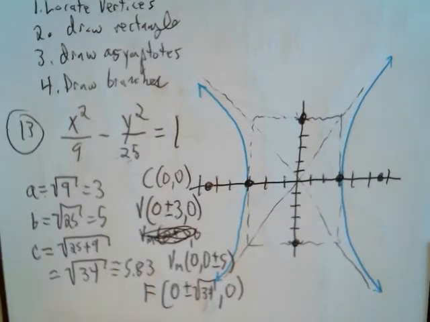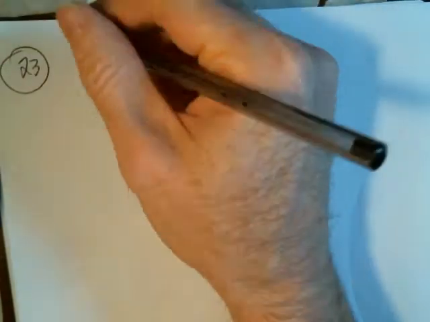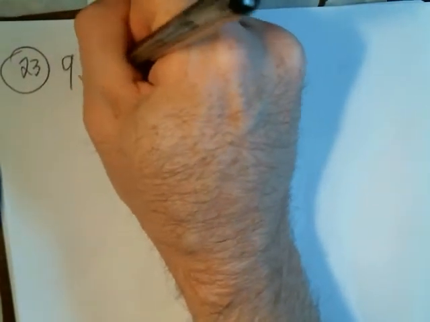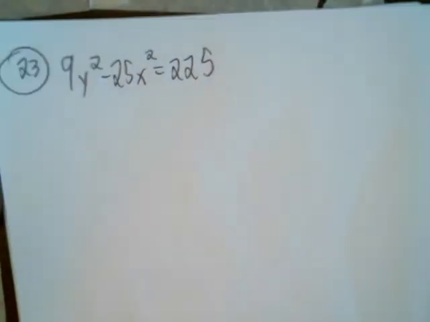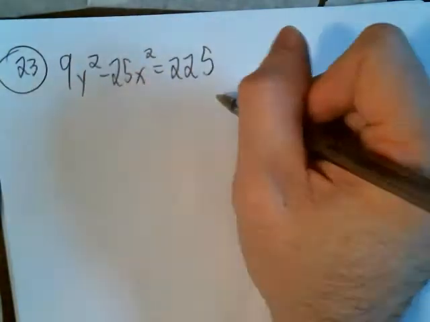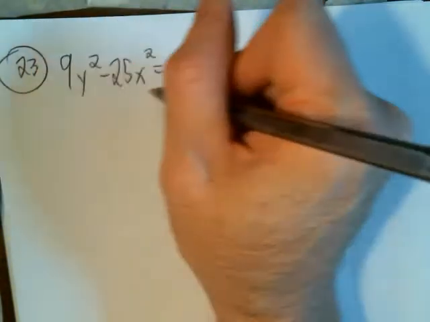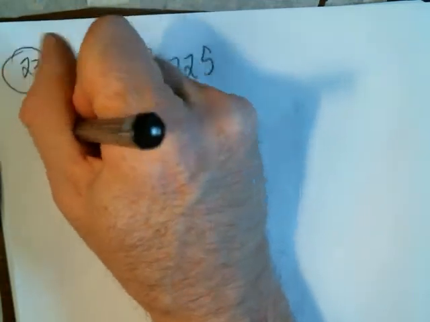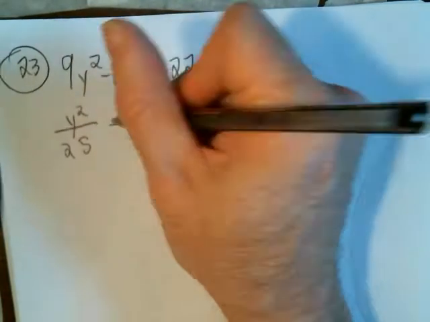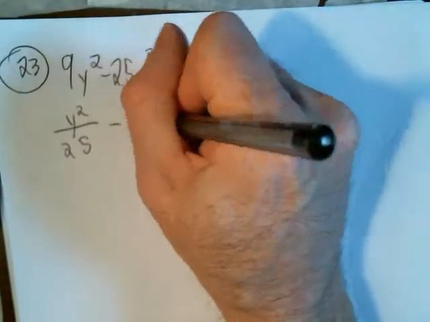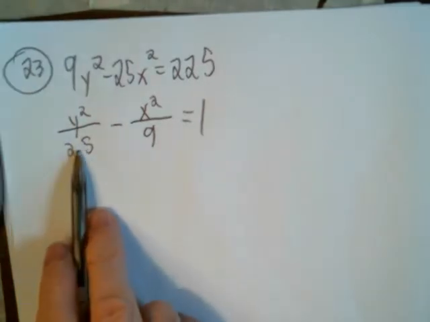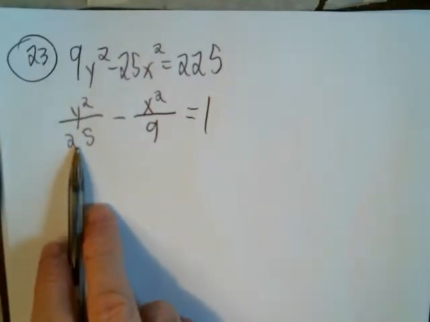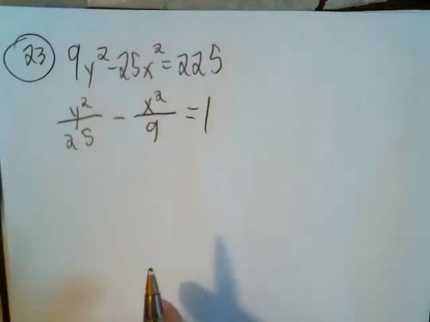Okay, let's do another one, sort of a different orientation now. So this is 23 in the book. We have 9y squared minus 25x squared equals 225. Right? Not in standard form, right? So I want to divide both sides by 225. 9 over 225 is the same as 1 over 25. 25 over 225 is the same as 1 over 9. And we have 1 on this side. So now the y squared is the positive part. So the branches of the hyperbola will be on the y-axis.